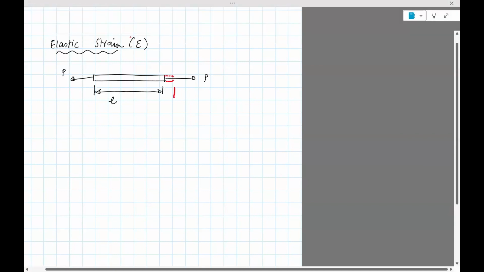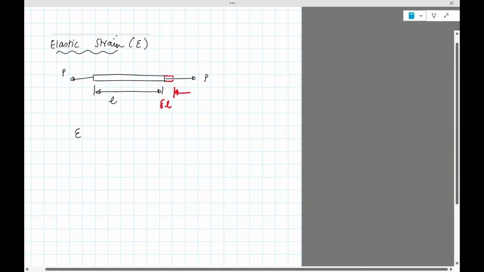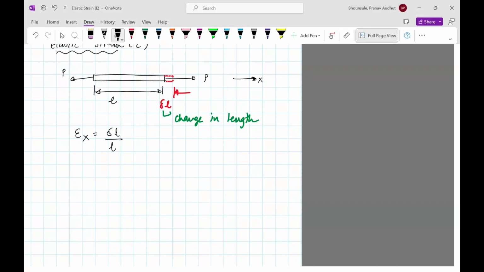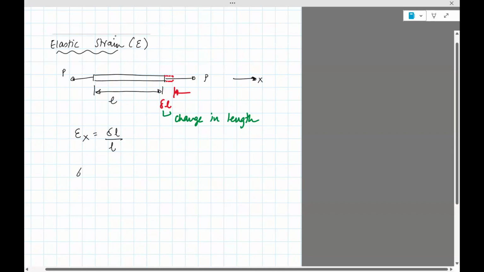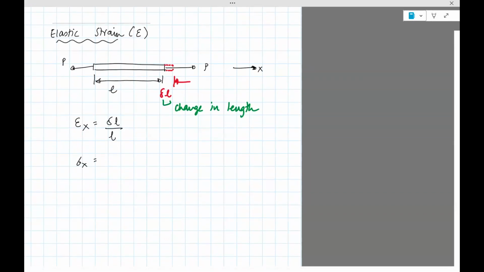The change in length, this one, is going to be delta L. So from that, we can write the strain. Let's assume that this is our x direction. So the strain in the x direction is delta L, change in length, divided by the original length. Now, if you want to compute the normal stress, one way of doing that is to use the strain and multiply it with Young's modulus.